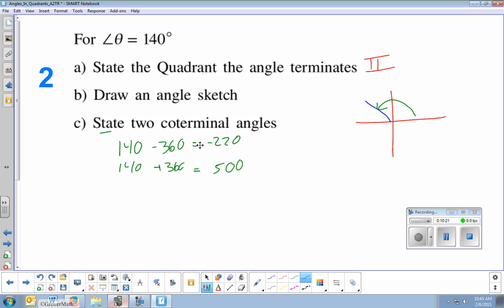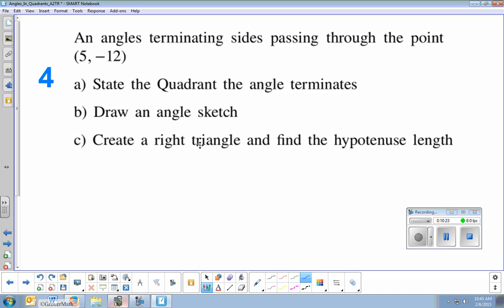One other quick question I want to do. I'm going to skip the 3 and do 4 for you. Actually, let's skip to 5. So I'm giving you a point here. State the quadrant. Again, sorry, so that's negative and positive. I'm talking about quadrant 2 again. Draw a sketch. The sketch would look like this. That's a little sloppy. Let me do that again for you. And draw the arc.